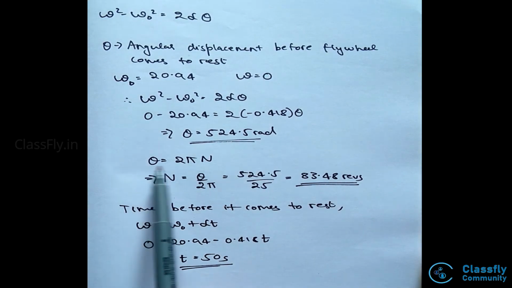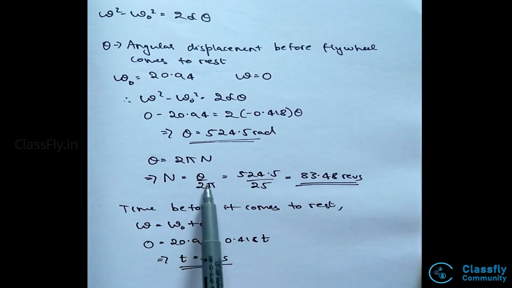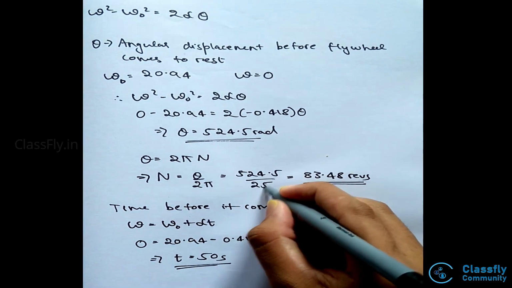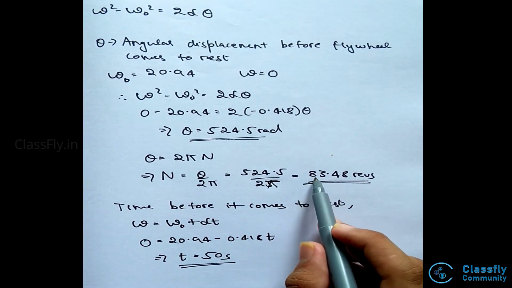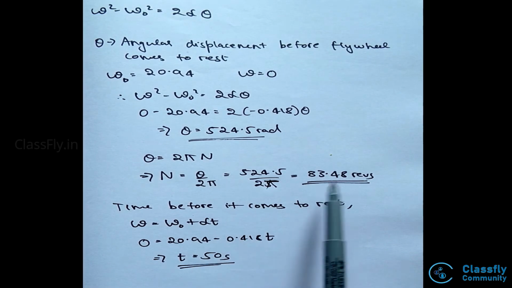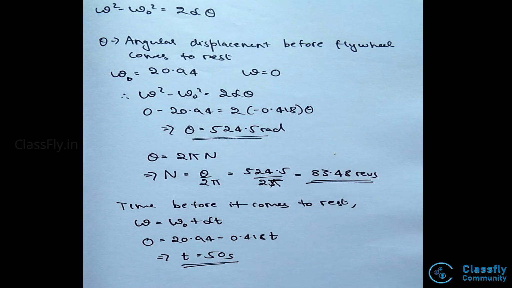We know that theta is given by 2 pi n. Hence, now the number of revolutions n can be given by theta divided by 2 pi, which is nothing but 524.5 divided by 2 pi, which will give us the value to be 83.48 revolutions. Hence, the flywheel will make 83.48 revolutions from 200 rpm before coming to rest.